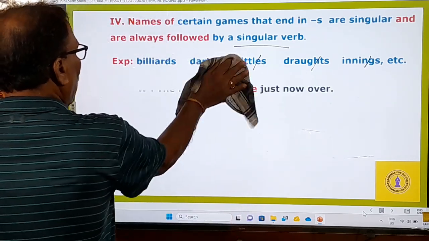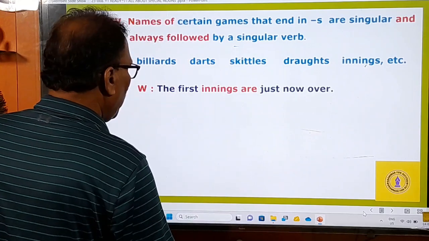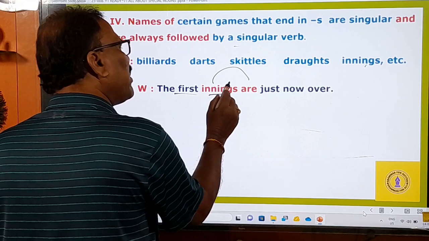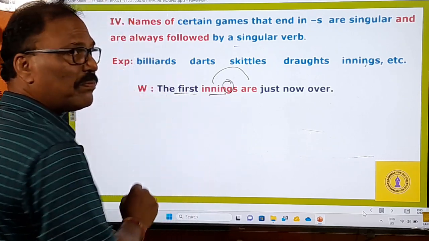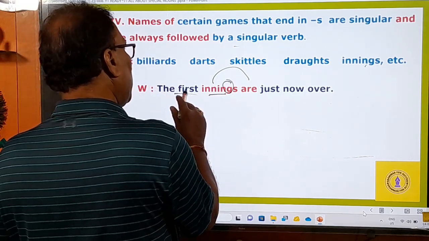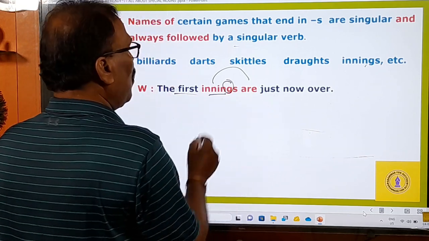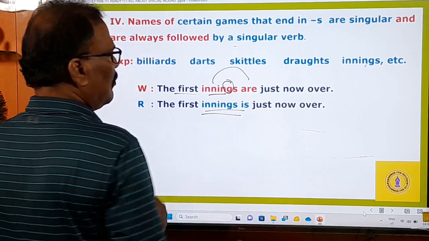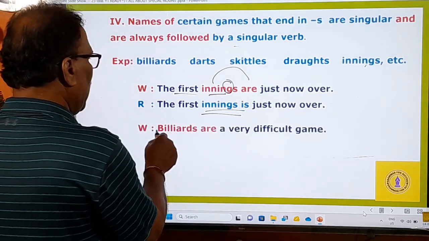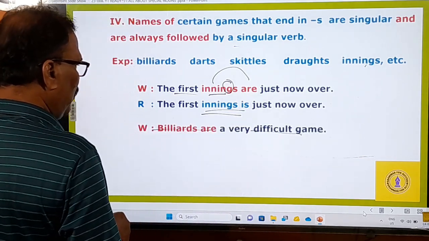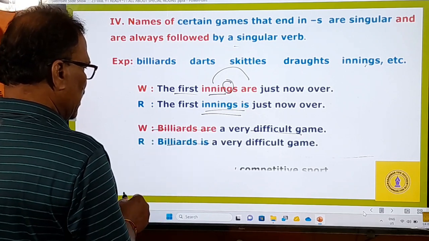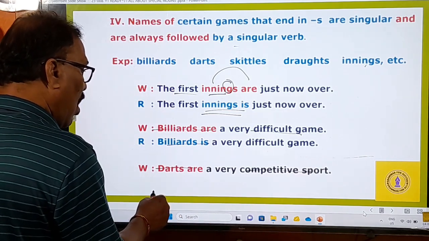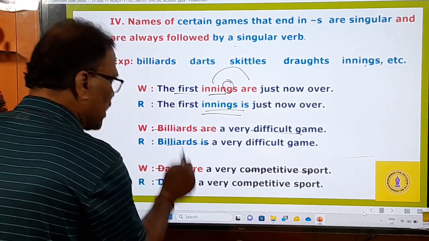Now let's go to the examples. "The first innings are just now over." Innings is a singular one, but this -es is confusing you, and therefore some students say the first innings are over. No, the first innings is over. And then, "Billiards are a very difficult game." No, billiards is. Last example: "Darts are a very competitive sport." Darts are, don't say darts is.